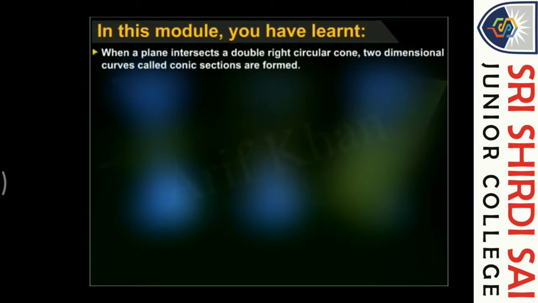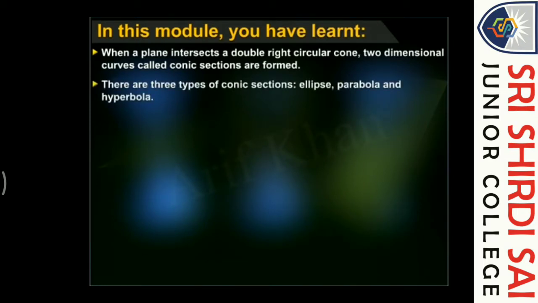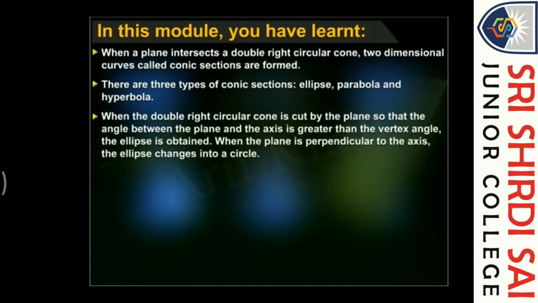In this module, you have learned that when a plane intersects a double right circular cone, two-dimensional curves called conic sections are formed. There are three types of conic sections: ellipse, parabola, and hyperbola. When the double right circular cone is cut by the plane so that the angle between the plane and the axis is greater than the vertex angle, the ellipse is obtained.